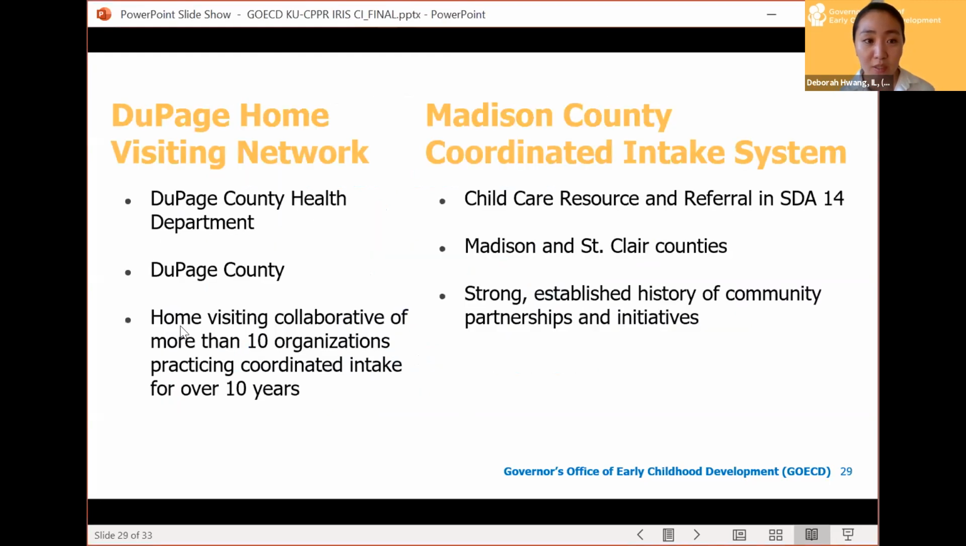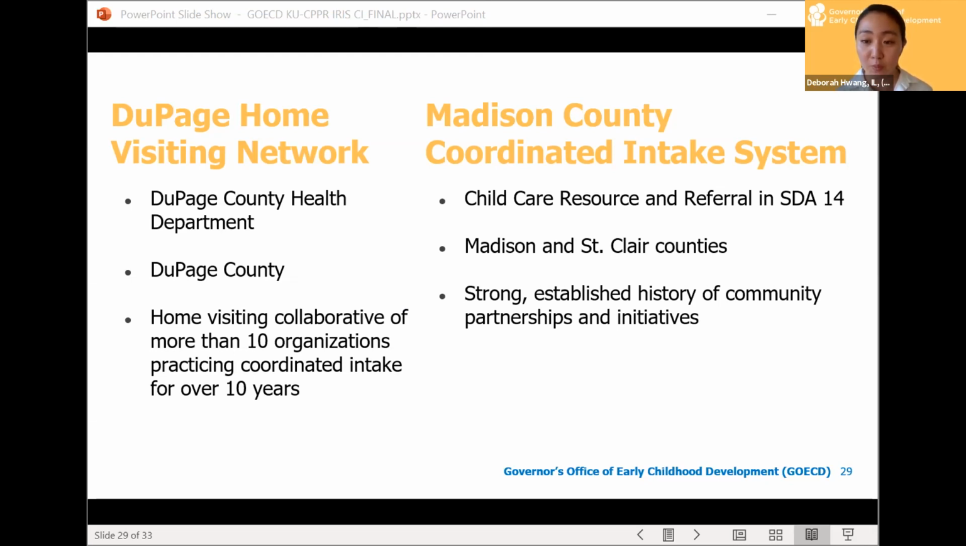So the first community that I want to cover is DuPage Home Visiting Network. They are located in DuPage County, which is a collar county right outside of Chicago and Cook County. They have been operating as a home visiting collaborative and a voluntary CI system for well over a decade. They are comprised of 10 organizational partners that offer 13 home visiting programs. And historically, their partnership has been incredibly strong. Their network is housed at the County Health Department, where the referrals, mainly WIC family participants, are distributed to their home visiting partners in the county.